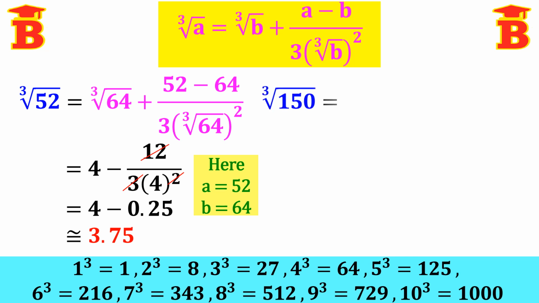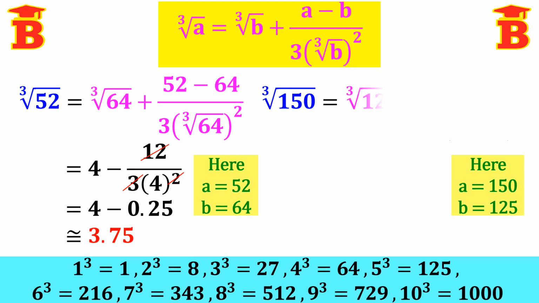Next let us find the cube root of 150. Here compare with the formula. The given question is the number A. So A is 150. Now we have to take the number which is nearest to 150. See here 125 is nearest to 150. So A value 150, B value 125.